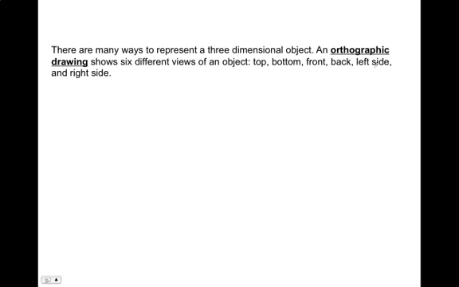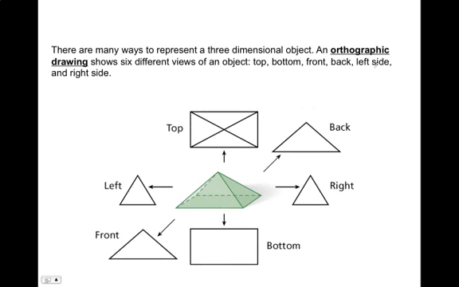There are different ways to look at a 3-dimensional object. One is the orthographic drawing. This shows the 6 different views of that object. You have the top and the bottom, the front and the back, and the left and the right sides. So here in this rectangular pyramid, the top would look like a rectangle with the edges showing. The back is a triangle, which should be the same as the front. The left and right sides should also be the same because they are across from each other. And then the bottom, you don't see the edges on the top, so it is just a rectangle.